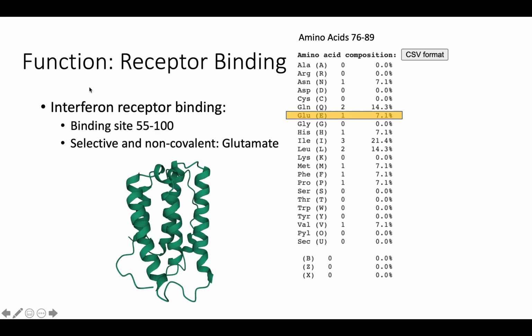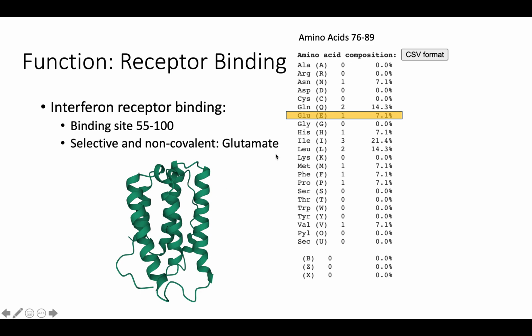signaling molecule. So we also know that it has a receptor region, or it has a binding region, and that's where it binds to the interferon receptor, and that region is this alpha helix here, here, and here, these three, which are from amino acid 155 to 100. And we know that that binds selectively and non-covalently, so that could be in the form of a salt bridge.